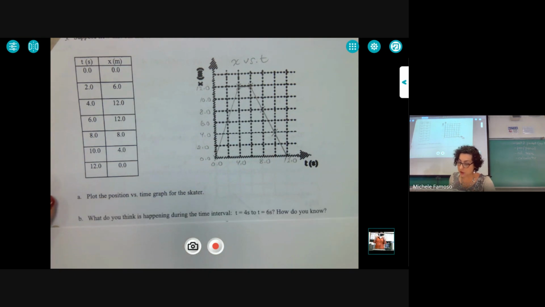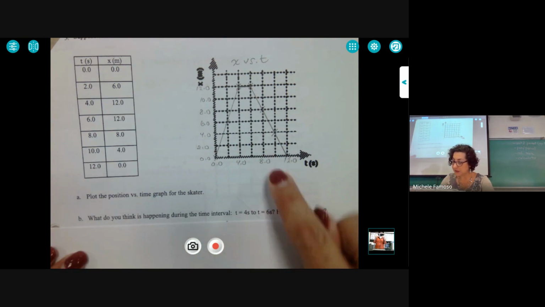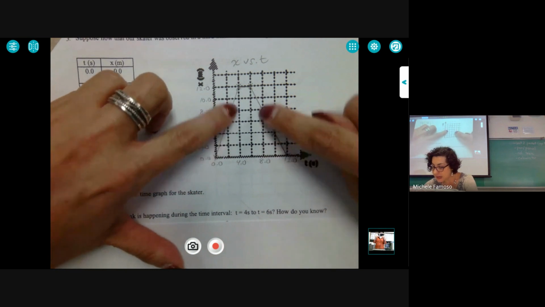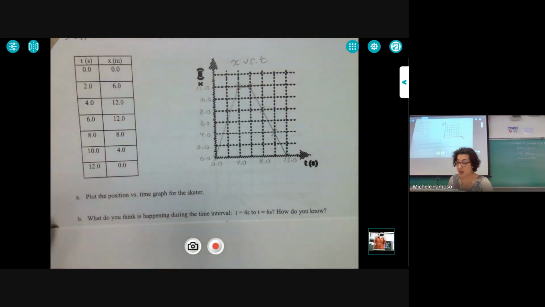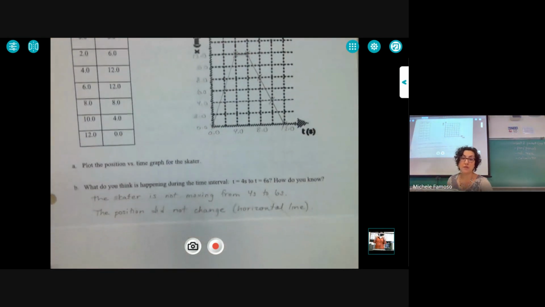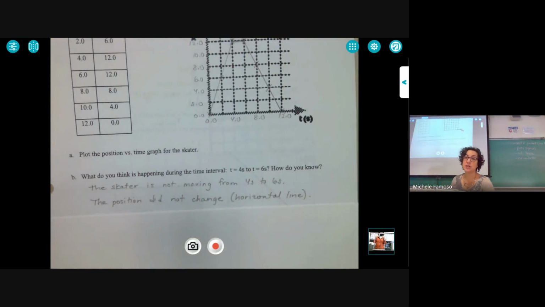So it says, what do you think is happening from 4 to 6 seconds? So 4 to 6 seconds is right here. I have a horizontal line. What does that mean? Yeah, he stopped. So he was not moving from 4 to 6 seconds because the position didn't change. We had a horizontal line on that graph.